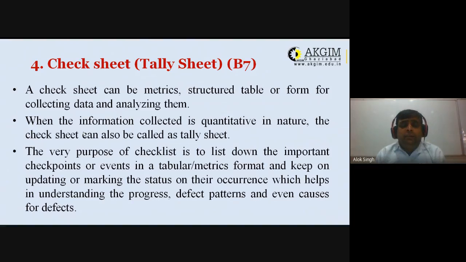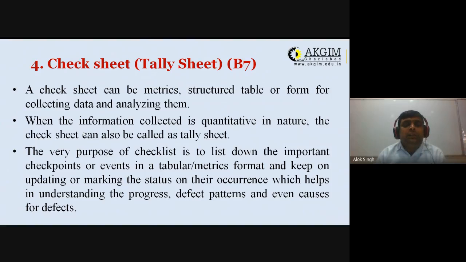Next is the check sheet. It is also known as the tally sheet, and this is the basic 7 fourth tool. A check sheet can be a matrix, structure, table, or form for collecting data and analyzing it. Like if you are going to buy something from home, and you maintain a list, what is that? This is a check sheet.